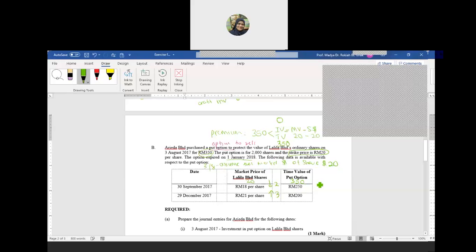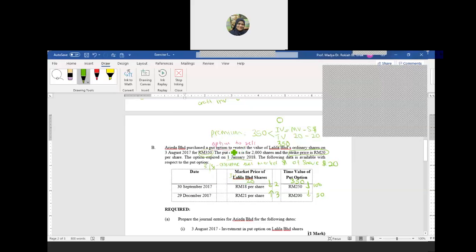If you look here on 30th of September, the time value was reduced by 100. And then on the 29th of December, the price reduced another 50. This one is for the time value of the put options, and this one is the intrinsic value that we have here.